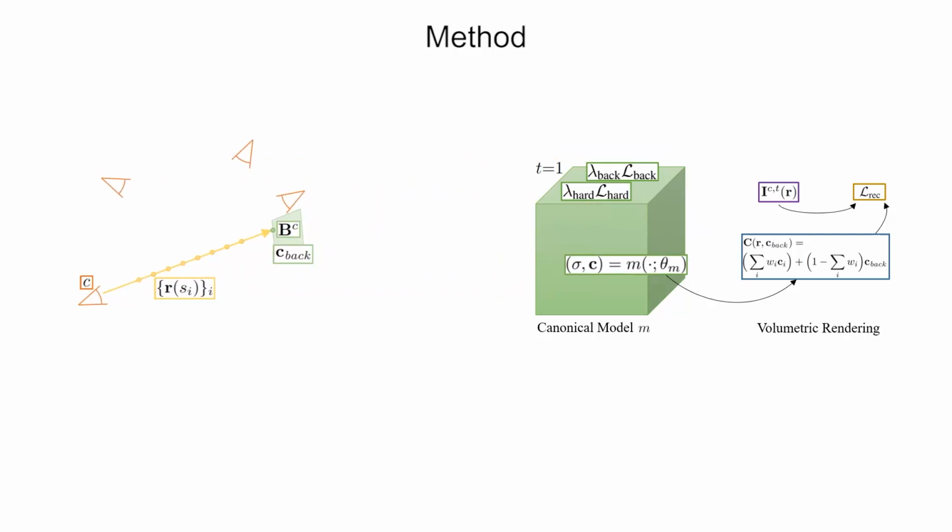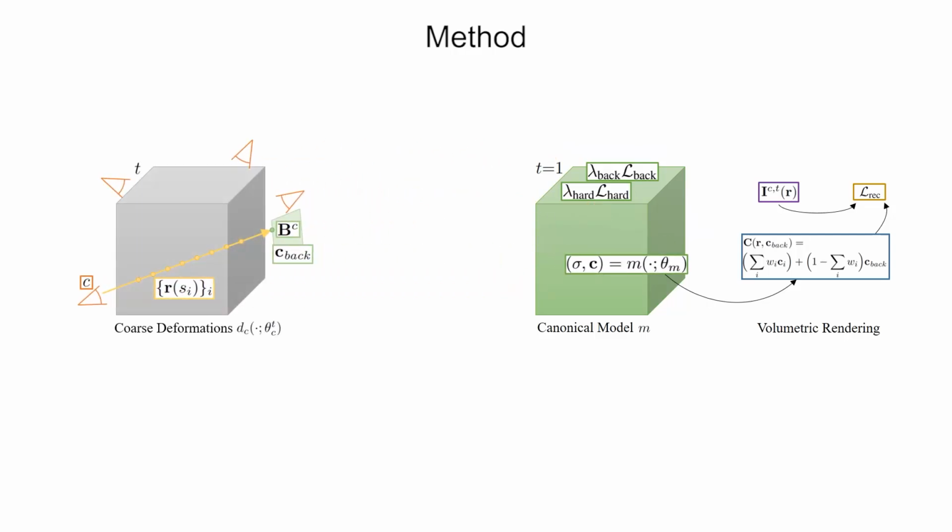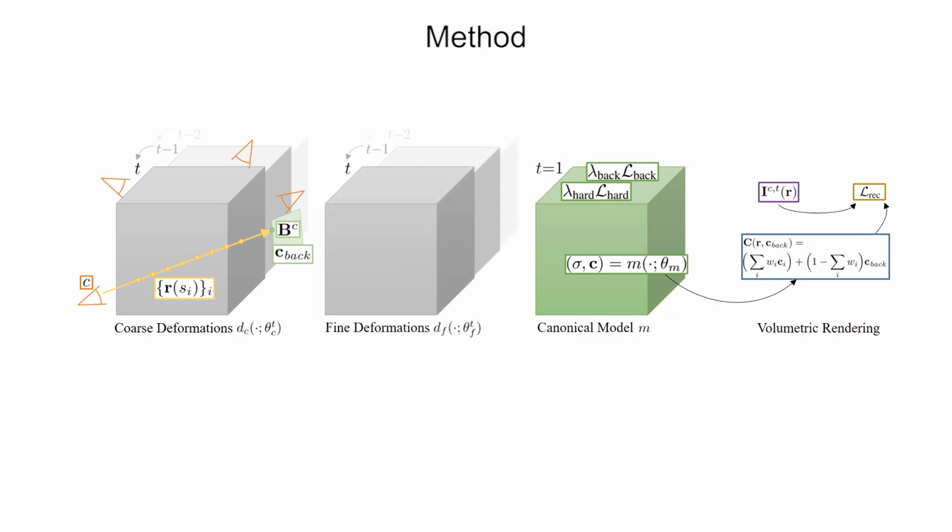We next model the deformations for any later time t. Since we need to handle large motion, we use an online optimization where the deformations at time t are initialized with the deformations from t-1. To stabilize the optimization, we split the deformations into a coarse and a fine component. We regularize the coarse deformations with a strong regularization weight, and the fine deformations only weakly.